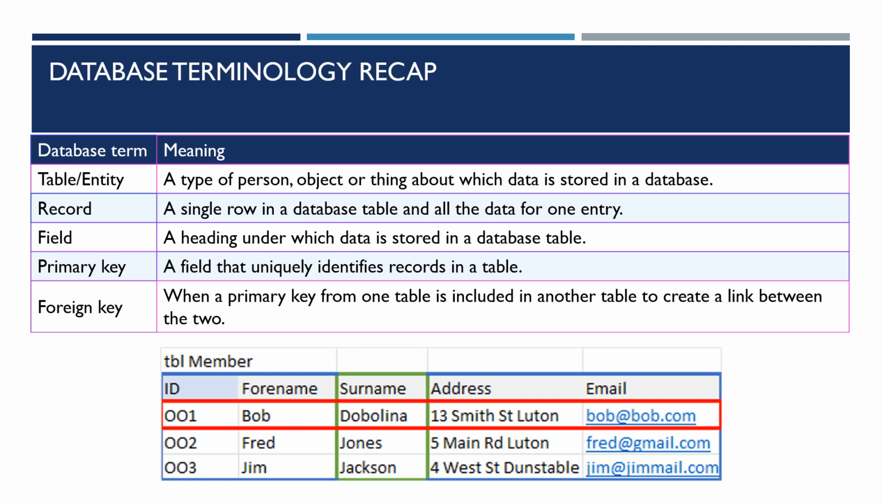A record is a single row in a database table and all the data for one entry. This can be seen here, outlined in a red box. A field is a heading under which data is stored in a database table. This is often also referred to as an attribute. A primary key is a field that uniquely identifies records in the table. In this case, ID. A foreign key is when a primary key from one table is included in another table to create a link between the two.